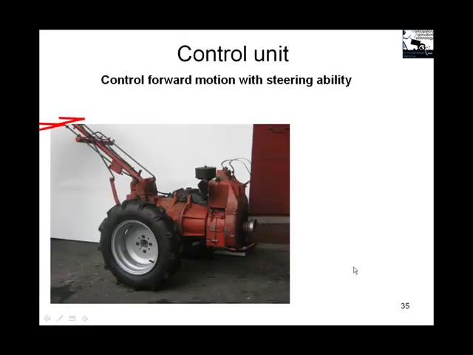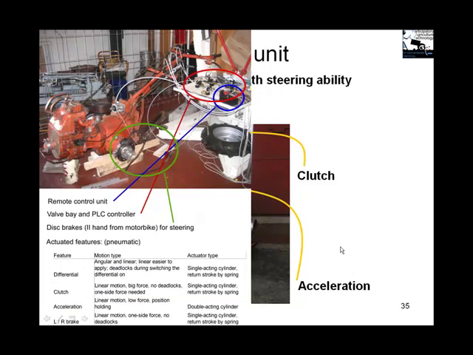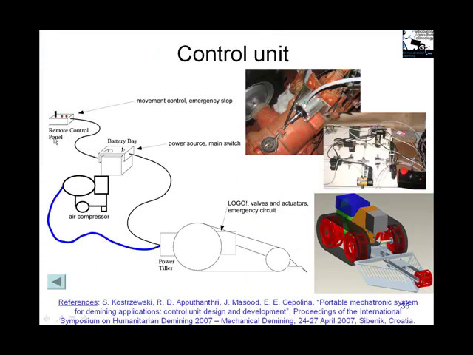So the control unit, as we said, is we have two disc brakes, so we have to actuate them, as well as we actuate the differential, the clutch, and the acceleration. And that's it. It's a very simple system. It's pneumatic, and it's adaptable to every kind of power tiller with differential. So this is the logical scheme. By now the air compressor is not on board, but can be easily fit on board and coupled directly with the engine shaft.